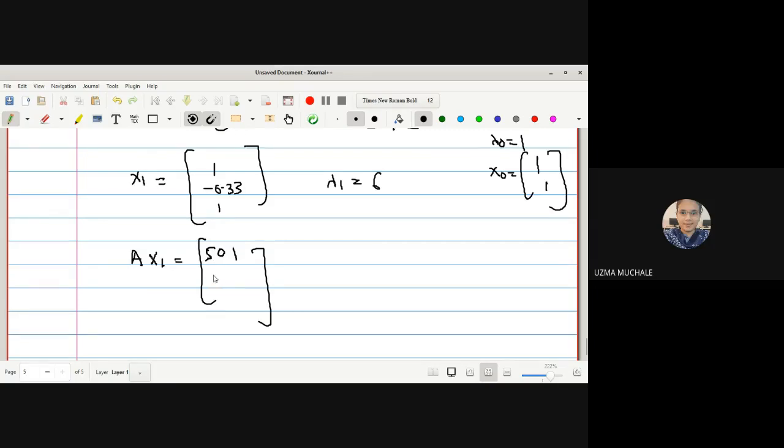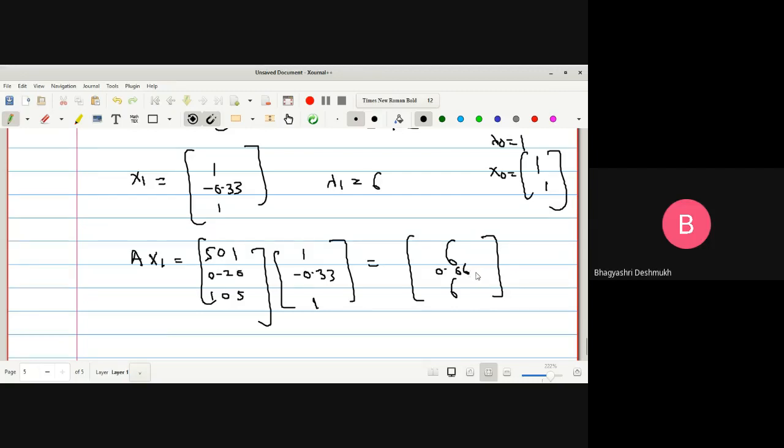The matrix 5 0 1, 0 minus 2 0, 1 0 5 into x1, which is 1, minus 0.33, 1. Yes, what is the resultant? It is 6, this one is also 6, 6 0.33, 0.66, 1, 6, 6.